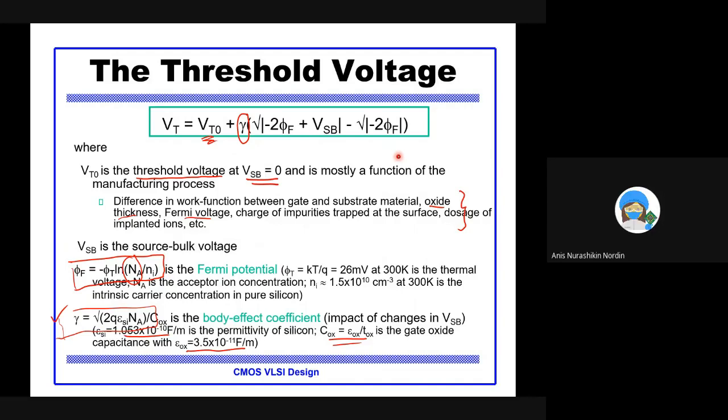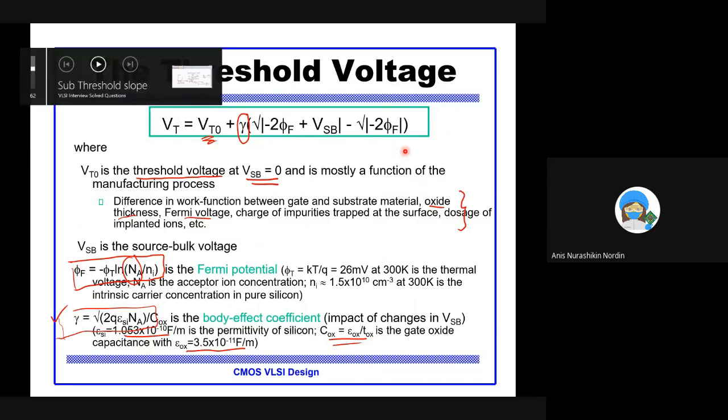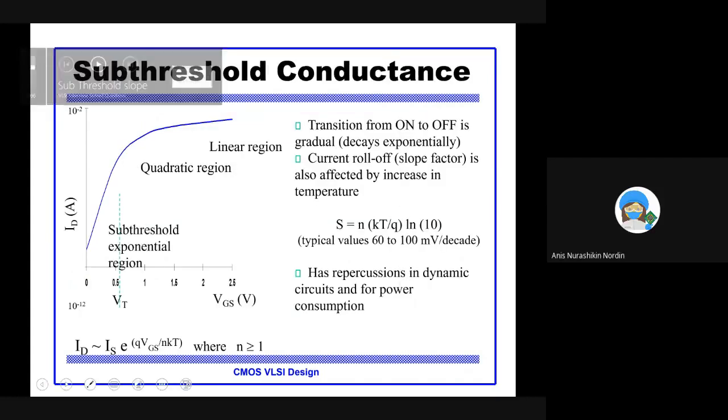All right. Okay, so I explained all the terms there, right? Phi, SB is the source-bulk voltage. Phi, then that's phi again. Okay. All right, next slide.